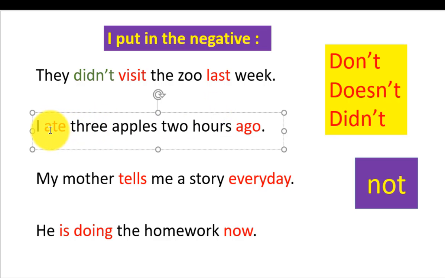Read here. I ate 3 apples 2 hours ago. Where's the verb? Yes, it's ate. Which verb is it? It's the verb eat. In which tense is it? It's in the past simple tense. We try to put it in the negative form.